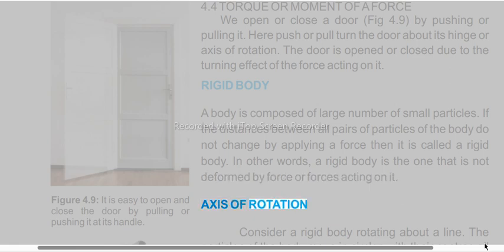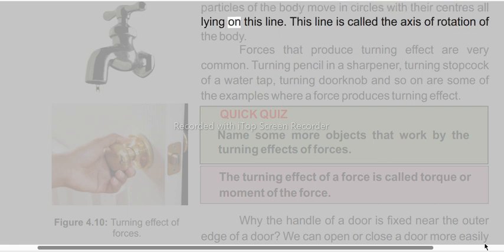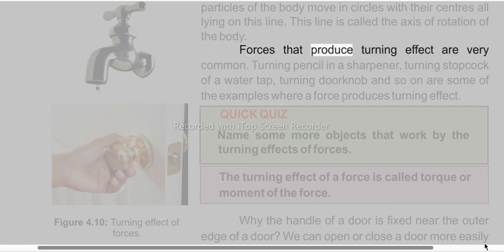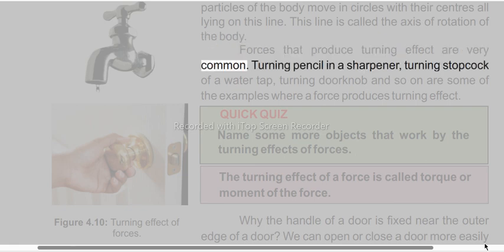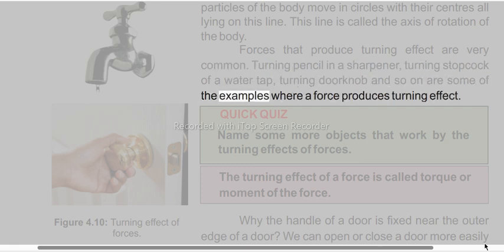Axis of rotation. Consider a rigid body rotating about a line. The particles of the body move in circles with their centers all lying on this line. This line is called the axis of rotation of the body. Forces that produce turning effect are very common. Turning a pencil in a sharpener, turning the stopcock of a water tap, turning a doorknob, and so on are some of the examples where a force produces turning effect.